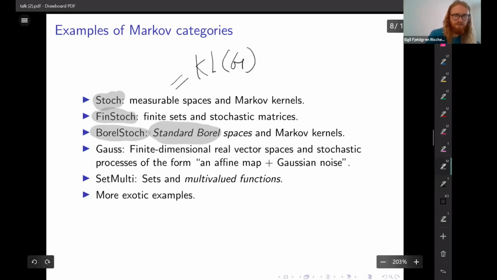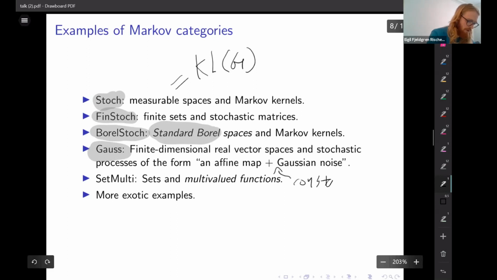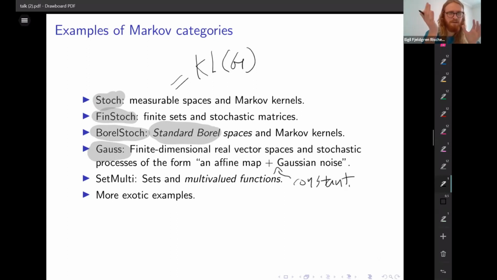Okay, so then maybe the first slightly strange example is this thing called Gauss, which is the category whose objects are finite dimensional real vector spaces. And then the maps are a special kind of stochastic maps, namely the ones that have the form of an affine map of vector spaces plus Gaussian noise. And when I say Gaussian noise, I really mean constant, in the sense that the covariance matrix can't depend on the input. So maybe a way to think about these is that these are precisely the distributions that arise as conditionals of normal distributions, multivariate Gaussian distributions.